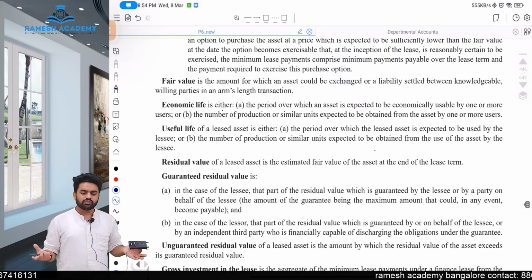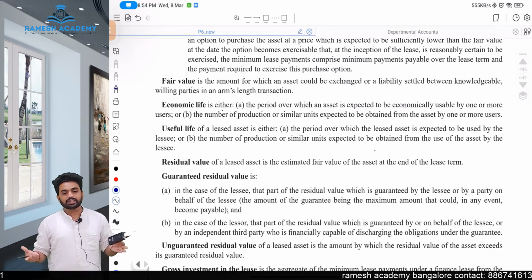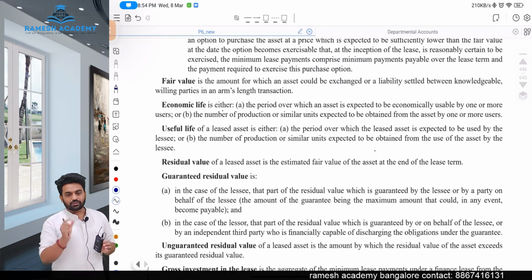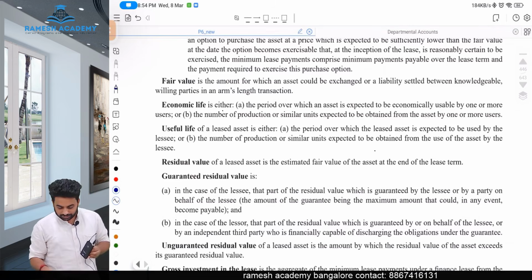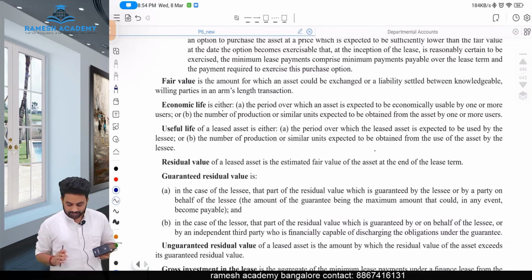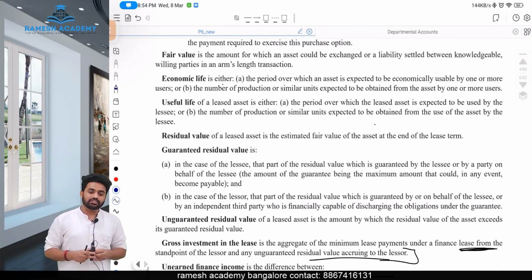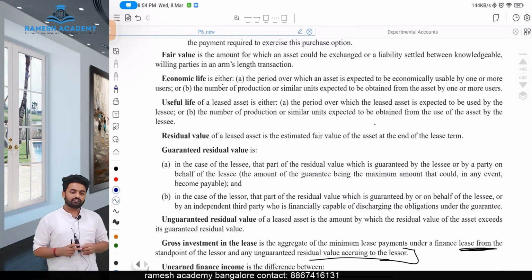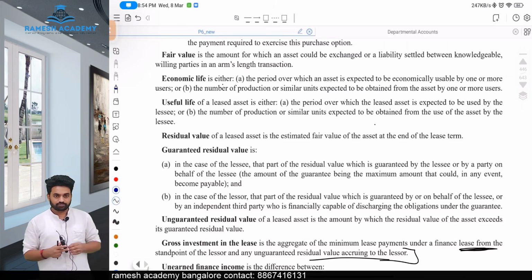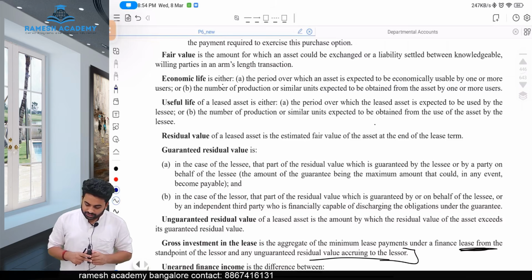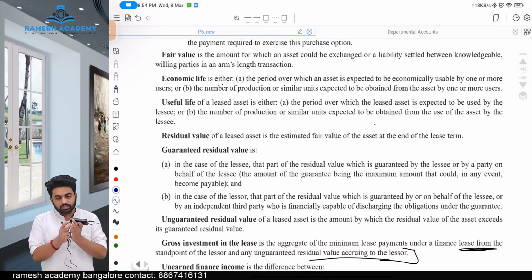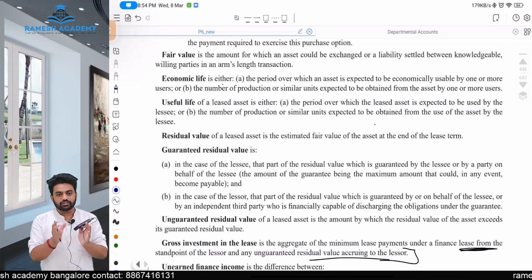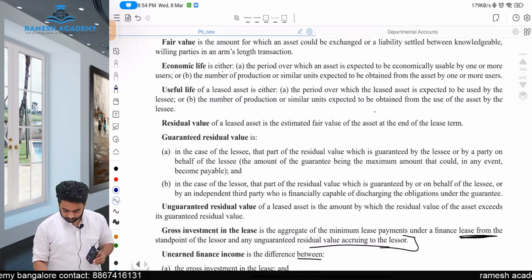Next is fair value. That is, if any person is ready to purchase the asset, the value at which the outsider will be ready to purchase the asset is called fair value, basically an arm's length price you can say. Economic life is the total life of your asset, whereas useful life is how much life you are going to use in your lease term.